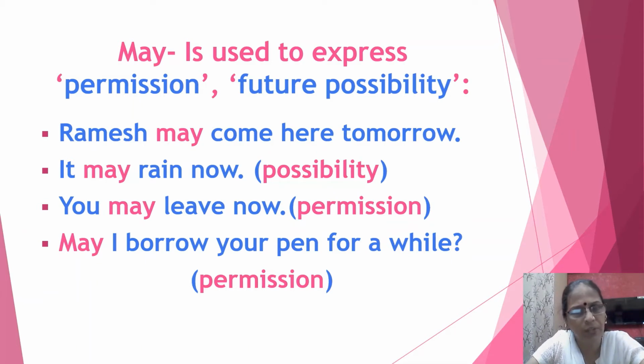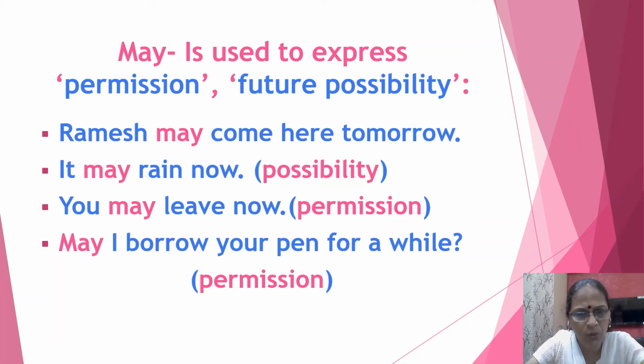It may rain now. In this sentence, may is a modal auxiliary which shows possibility. Means rain can come or it may rain now. So here possibility is shown. You may leave now. In this example, may is used as modal auxiliary. Here permission is granted. Means you may leave now means permission is granted. So here may modal auxiliary is used.